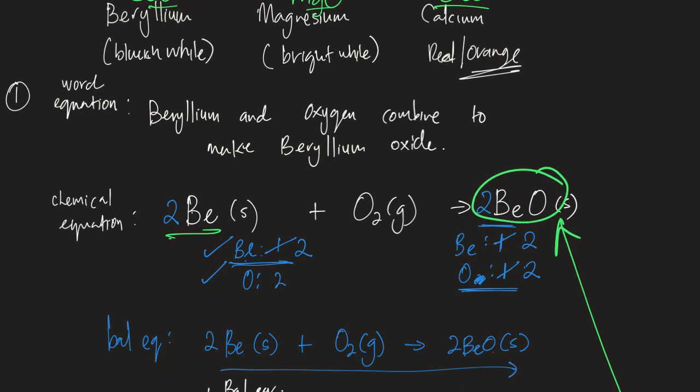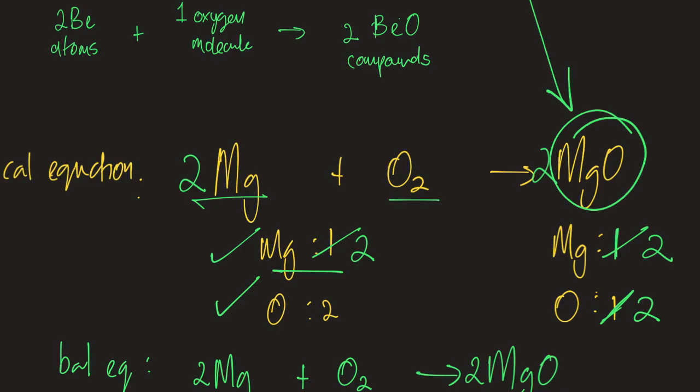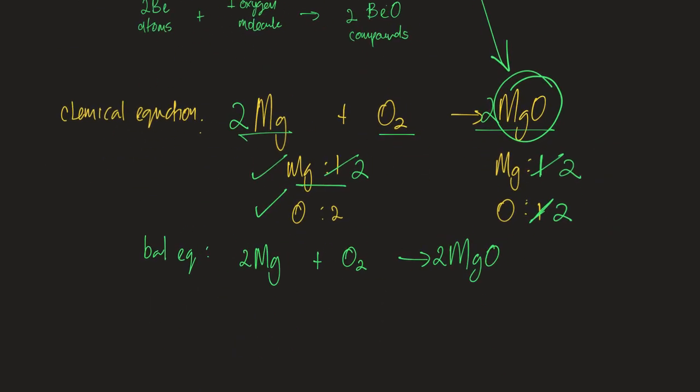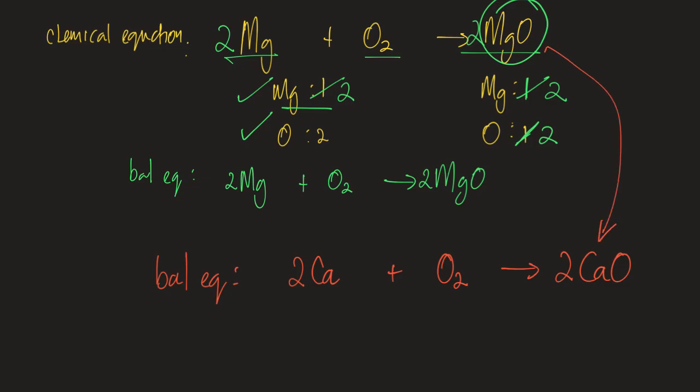Now if I look here, it's 2, then 1, and then 2. I look again here at the magnesium one. There's 2, there's 1, there's 2. Now I need to balance calcium. The balanced equation for calcium is then 2 calcium plus 1 oxygen gives me 2 calcium oxide. I know because I can see a pattern here for group 2. That's what your equations are going to look like.